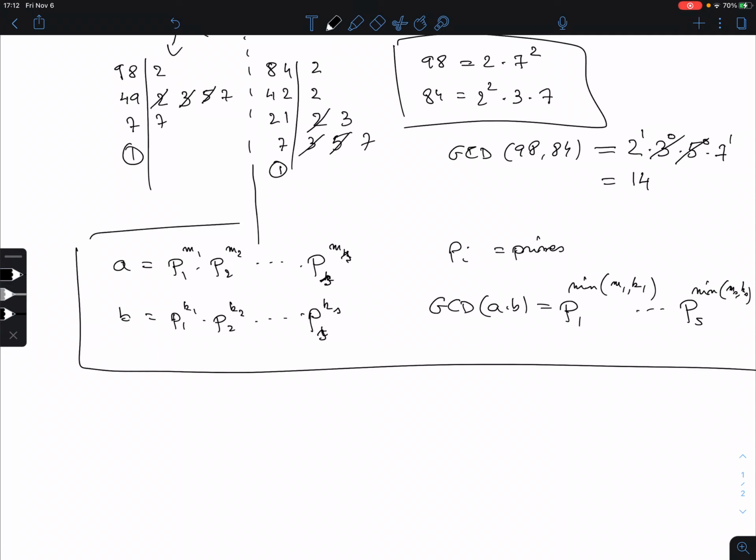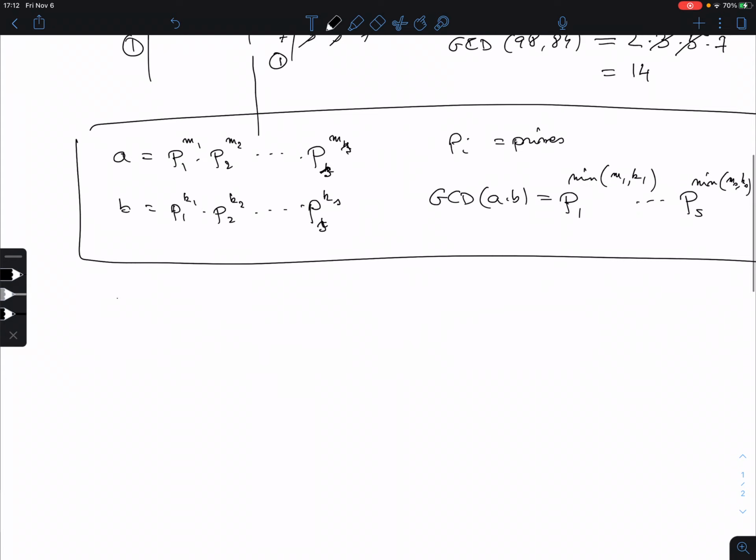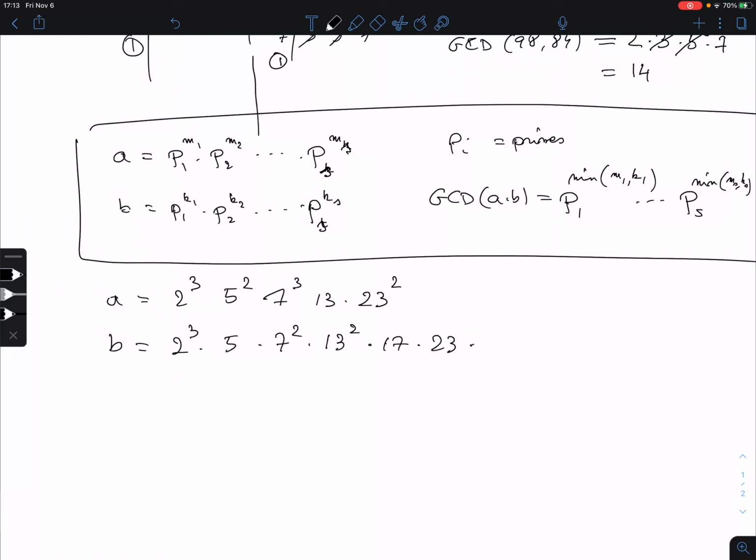This is very, very hard to parse if you're not mathematically inclined. So let me give you another example here. Suppose A is the number 2 cubed, 5 squared, 7 to the power 3, 13, and 23 to the power 2. And B is the number 2 cubed, 5, 7 squared, 13 squared, 17, 23. So this is the prime factorization of these two numbers. You can work out what the numbers are, but who cares now, right? So what is the GCD now?